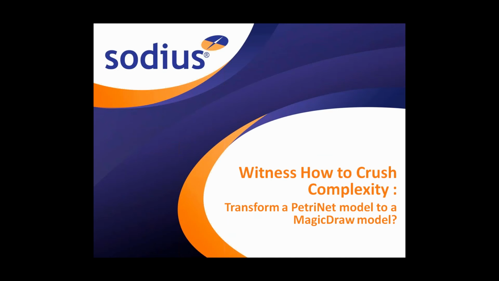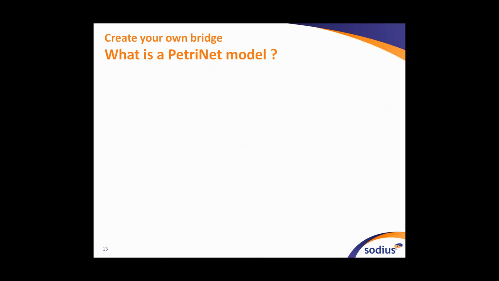Our next subject will be an example of a transformation, and this is really a simple example to show you that when you have two meta models and you know what you have to transform into what, it is possible to create your own bridge. My example is to transform a PetriNet model.